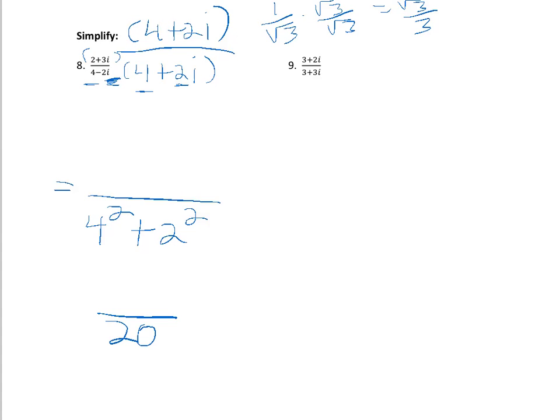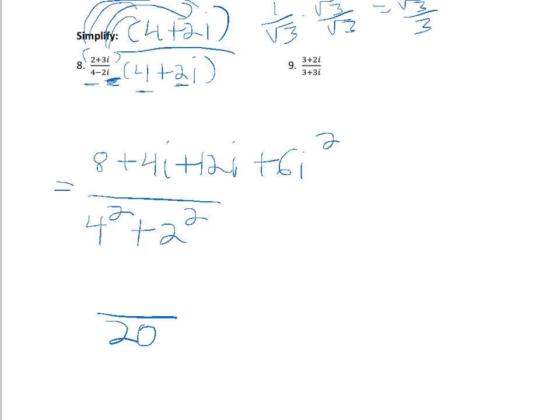Now, the top takes a little bit of work. I have to FOIL this out. So let's see here. 2 times that 4 is 8. 2 times this 2i is plus 4i. 3i times this 4i is plus 12i. And 3i times 2i gives us plus 6i squared.